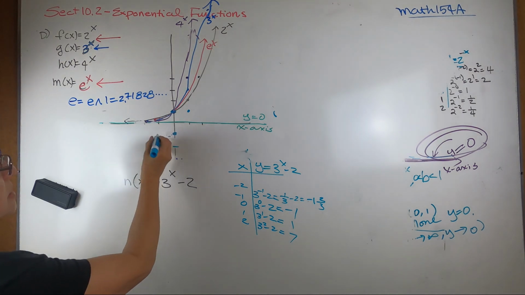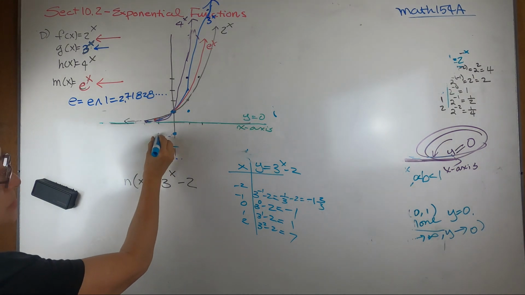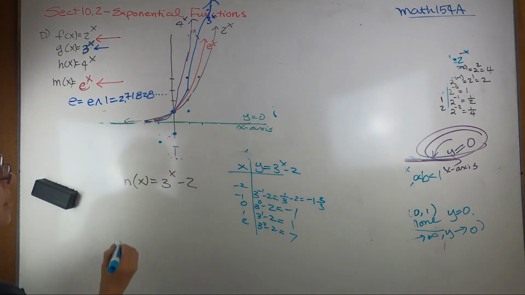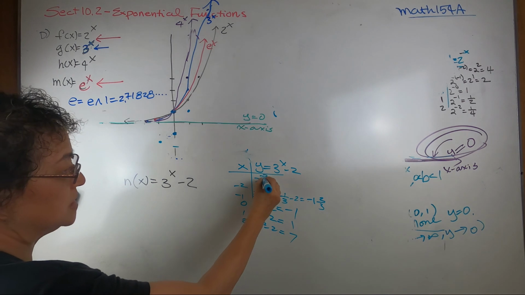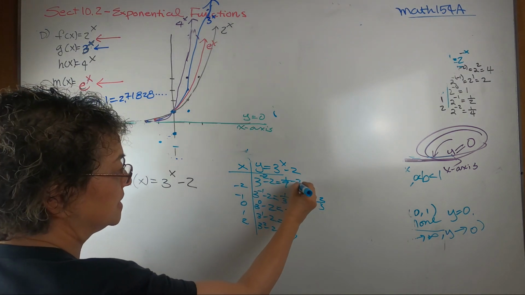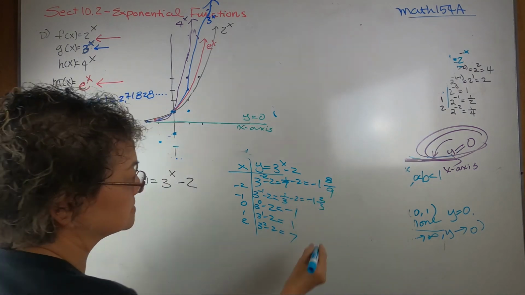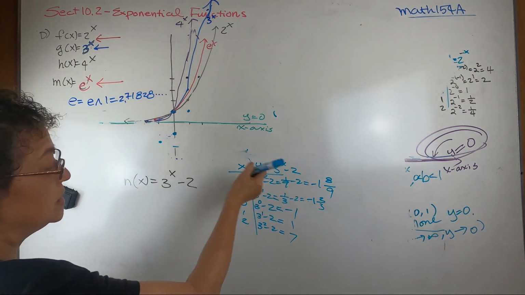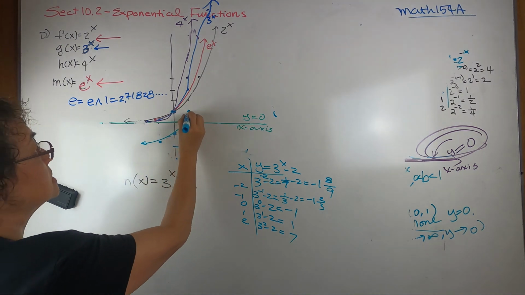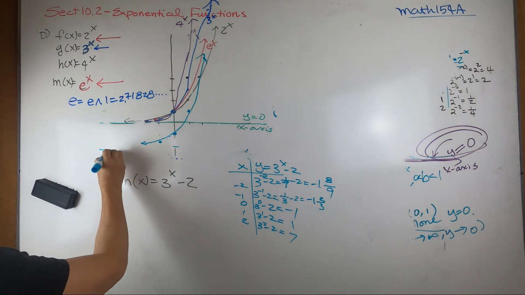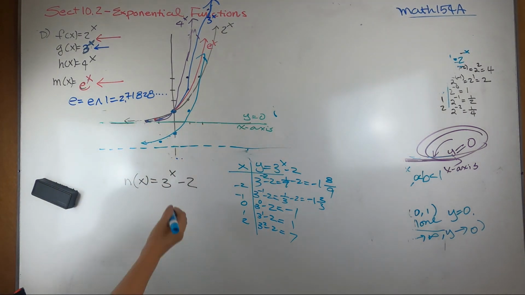3 to the negative 1 minus 2 is 1/3 minus 2, which is negative 1 2/3, right here. Then this one will be negative 2: 3 to the negative 2 is 1/9, minus 2 is negative 1 8/9. So it's getting smaller and smaller, going down like this. But it's limited by this line when you minus 2.